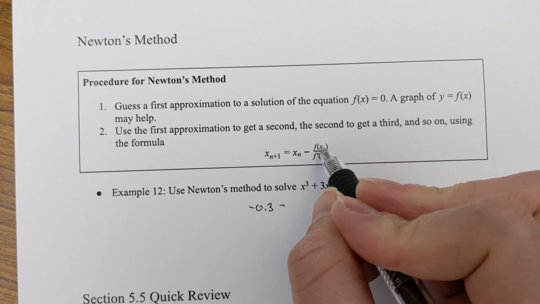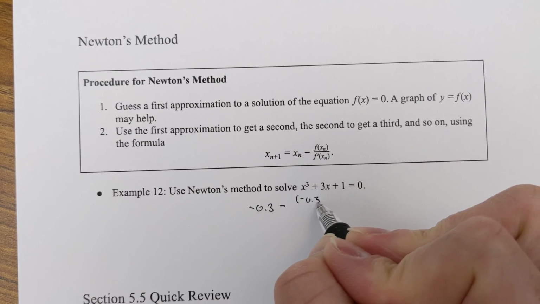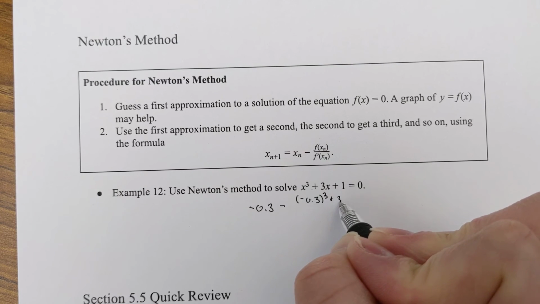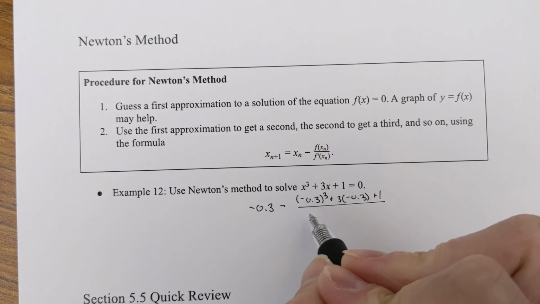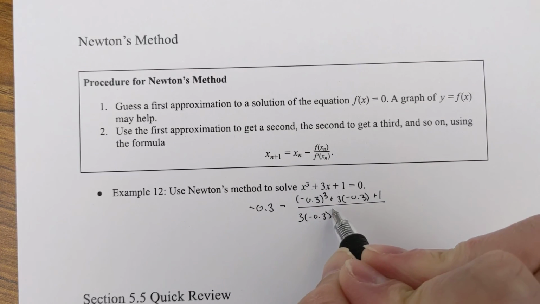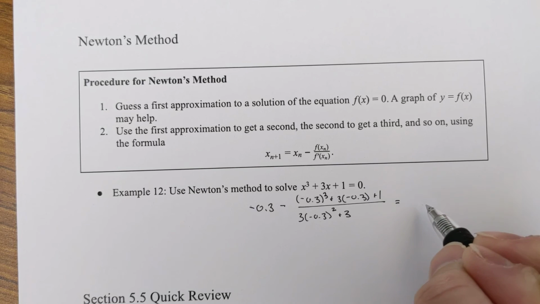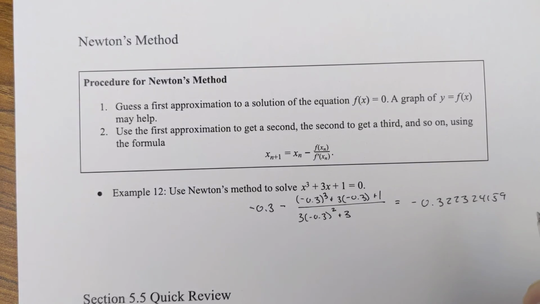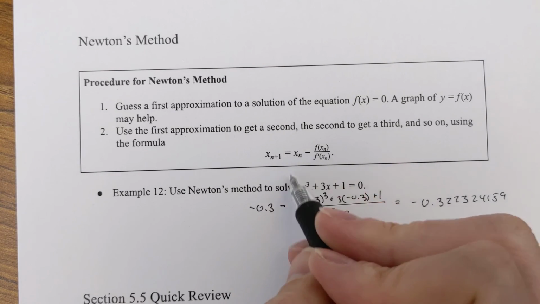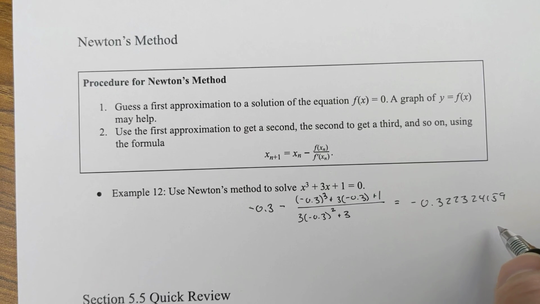So x n minus f of x n would mean I'd plug in negative 0.3 cubed plus 3 times negative 0.3 plus 1, all over the derivative with it plugged in, so 3 times negative 0.3 squared plus 3. If you work this out, this comes out to be negative 0.32223. And what you do is you then take this number and plug it back into your formula, and you keep repeating the process until the numbers start repeating. And eventually that value will be your approximate solution.